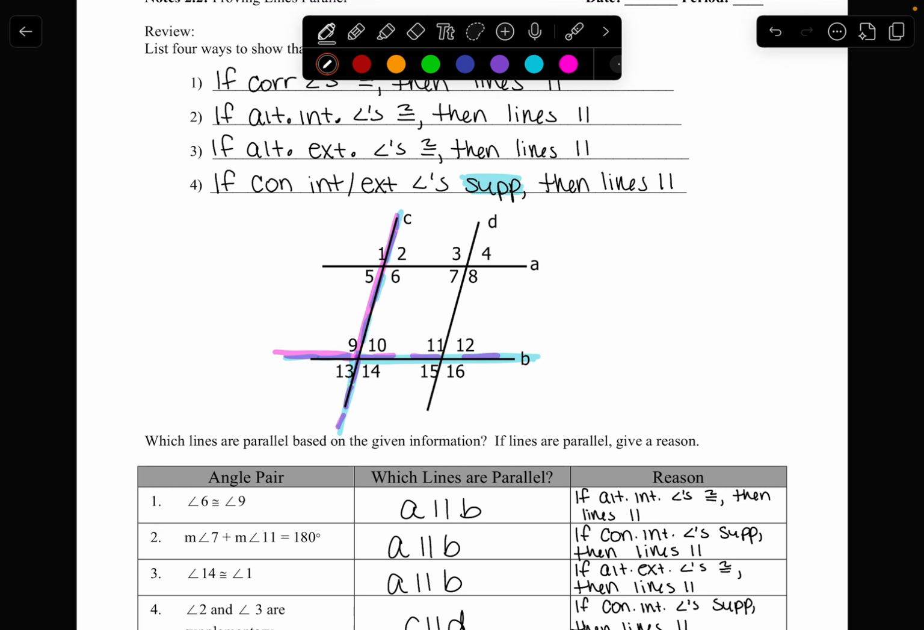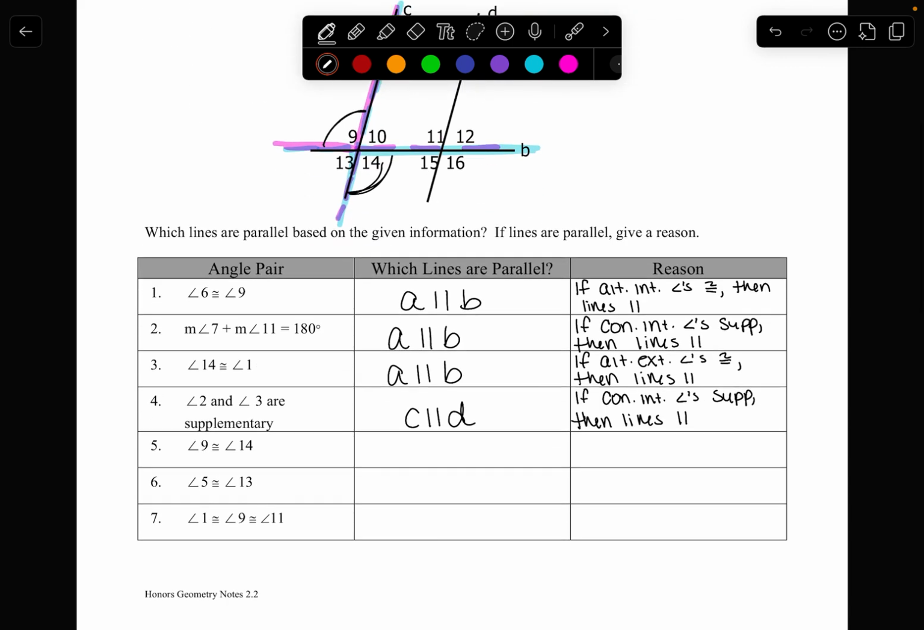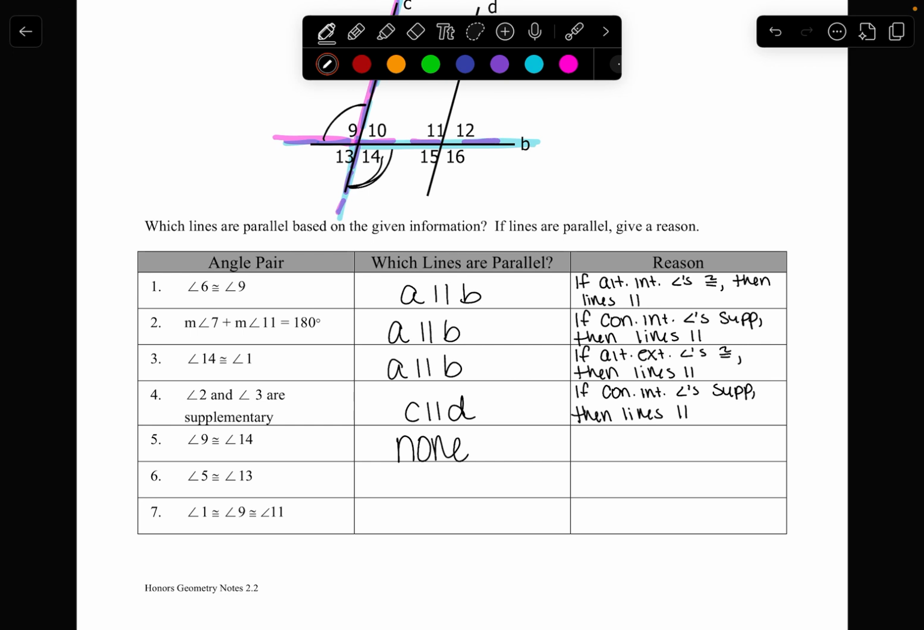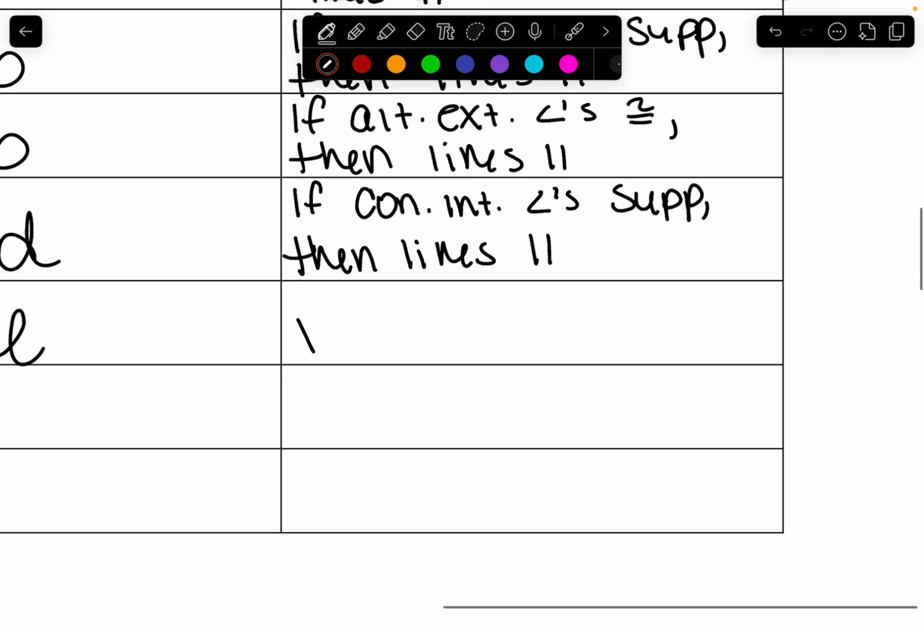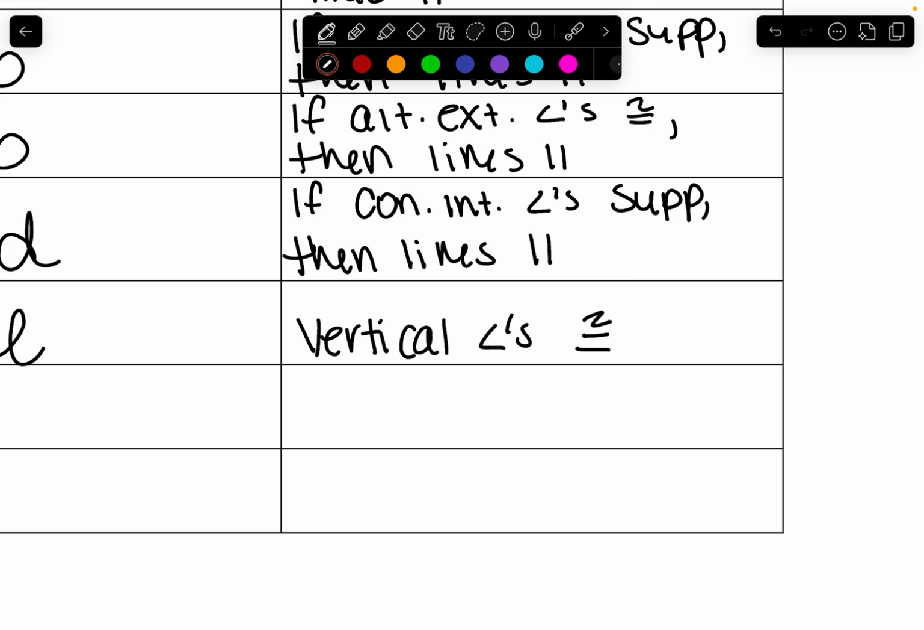Do I have adjacent angles? Do I have vertical angles? Do I have a linear pair? Do I have supplementary angles? When you look at angles 9 and 14, hopefully you see that these angles are actually vertical angles. And in order for me to have vertical angles, I don't have to have parallel lines. So when we run into a problem like this, which you will, okay, you're just going to put none. There are no parallel lines because you don't need parallel lines to have angles that are vertical, okay? And then it says reason, you're just going to say vertical angles. Vertical angles are congruent, okay?